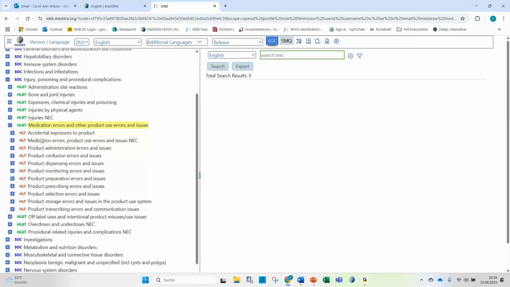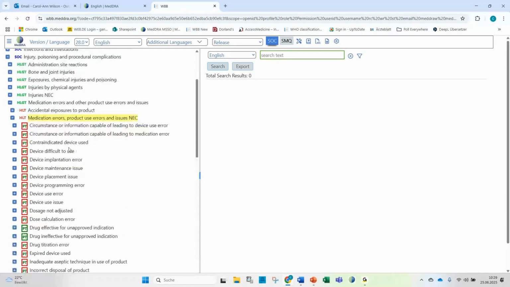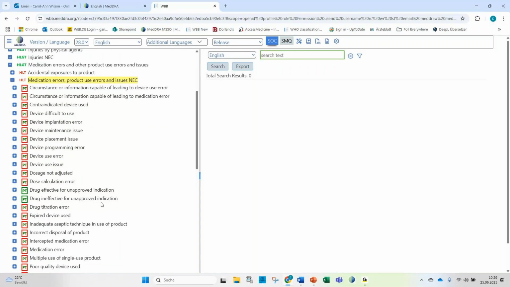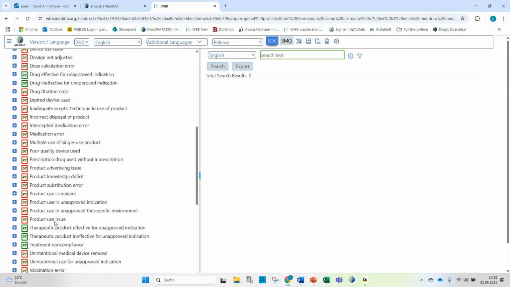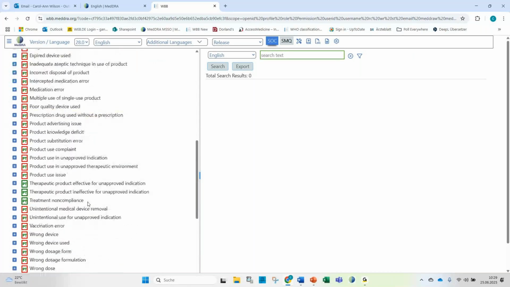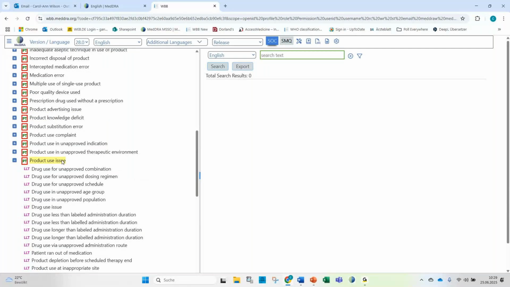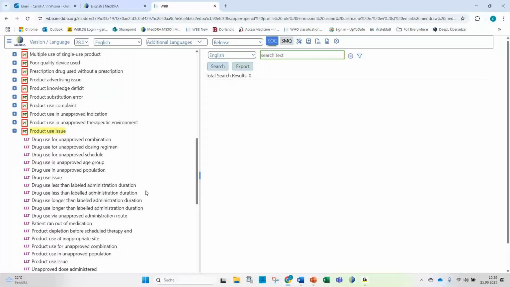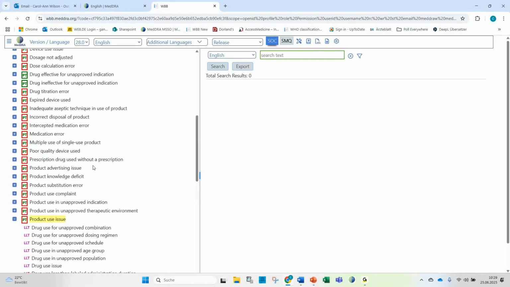First of all, we have the accidental exposures to product included in this HLGT, and then we start with the medication errors, product use errors and issues, NEC, not elsewhere classified. So quite a number of terms in there, and also the product use issue is there. We discussed it before, so this very vague neutral term. And you will see that under product use issue, of course, you have very specific terms for duration deviations, route, inappropriate site, population, whatsoever. So very specific LLTs underneath.